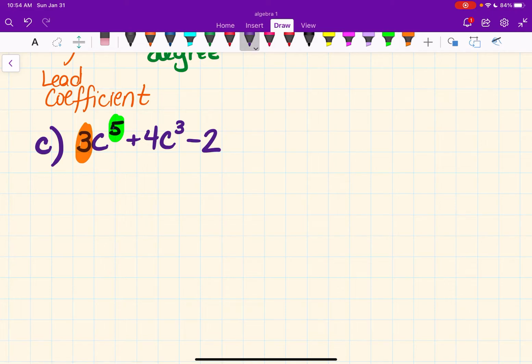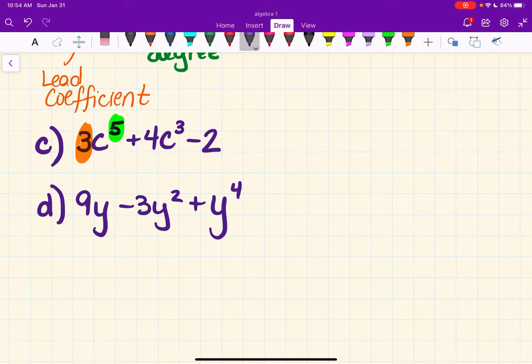D, I switched the order up so you can see that sometimes if it's out of order, you've got to be careful. So 9y minus 3y squared plus y to the fourth. Well, in this case, the biggest exponent is 4, so this is a degree of 4, and the lead coefficient in this case is what's attached to that, and that's an invisible 1. So this one's kind of out of order. Okay, so the degree in this one is 4, and the lead coefficient is 1.